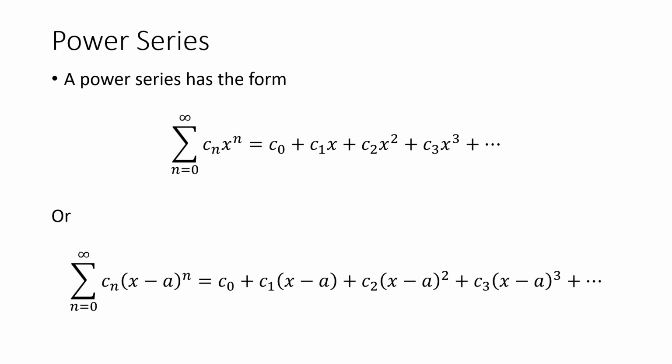Another type of power series is to do the same thing, but to have x minus a in parentheses raised to the n. This would be considered to be a power series centered at x equals a, whereas the top one is centered at x equals 0.